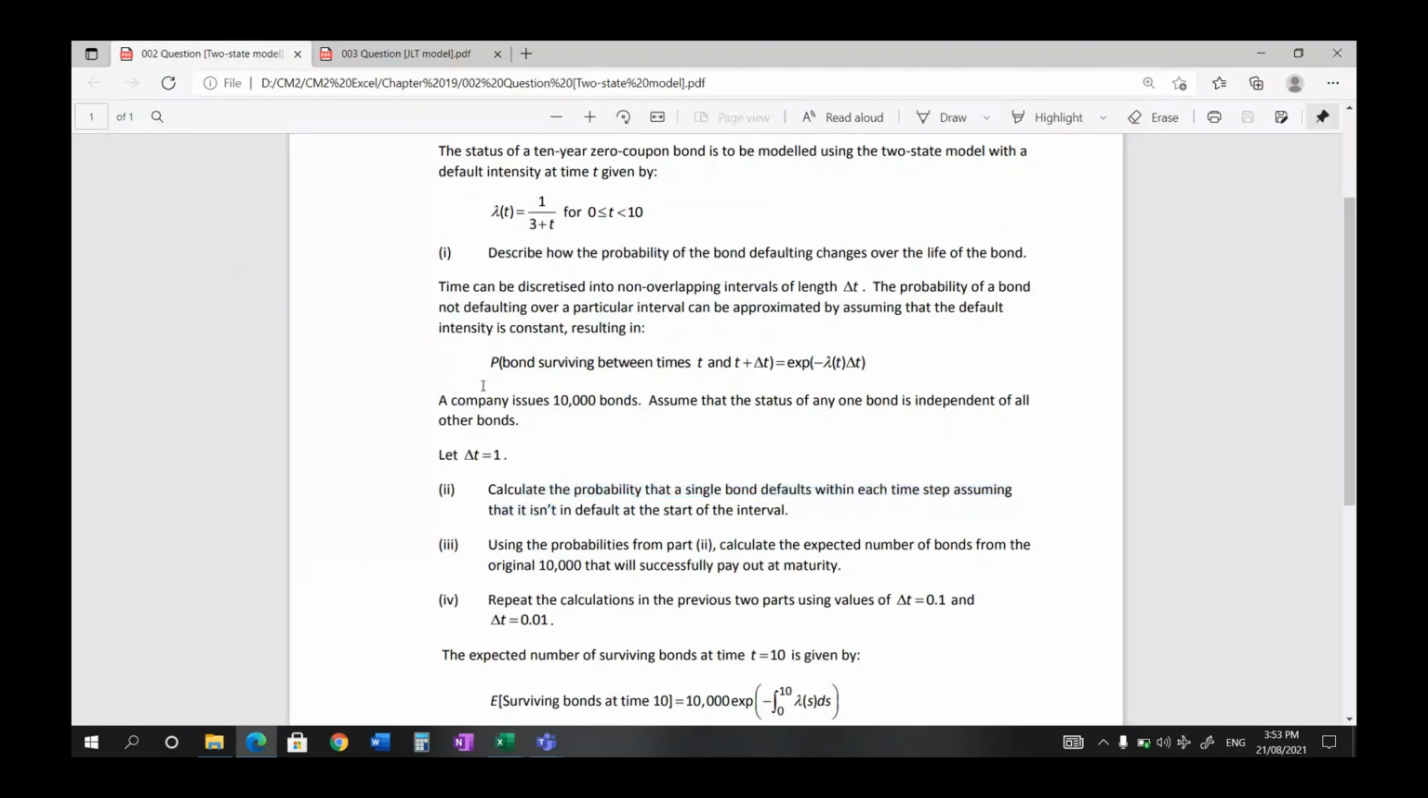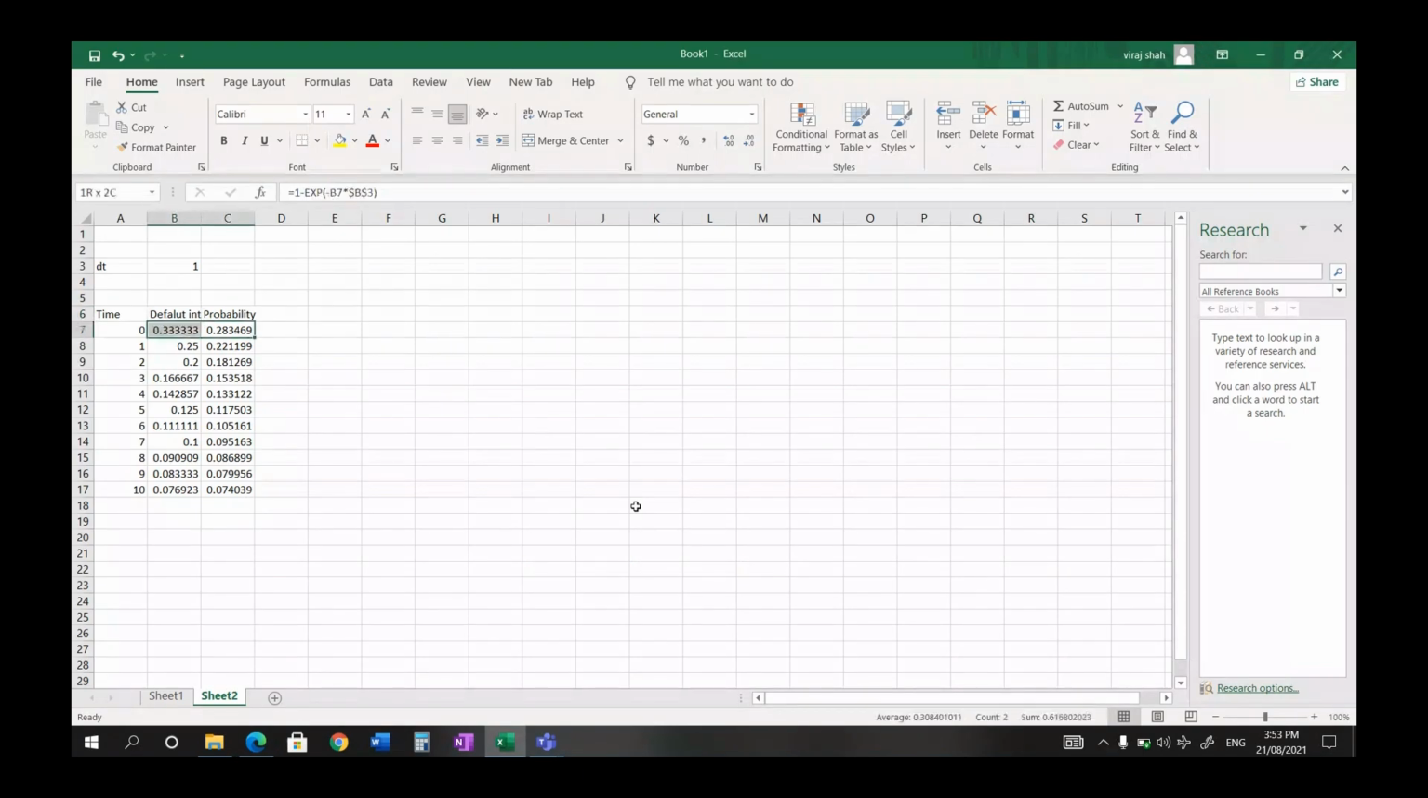Okay, this was by fluke. This was basically to make you understand. Calculate the probability of single default within each time step, assuming that the bond isn't in default at the start of the interval. So this basically indicates what we have calculated, it indicates the probability of default at the particular time.